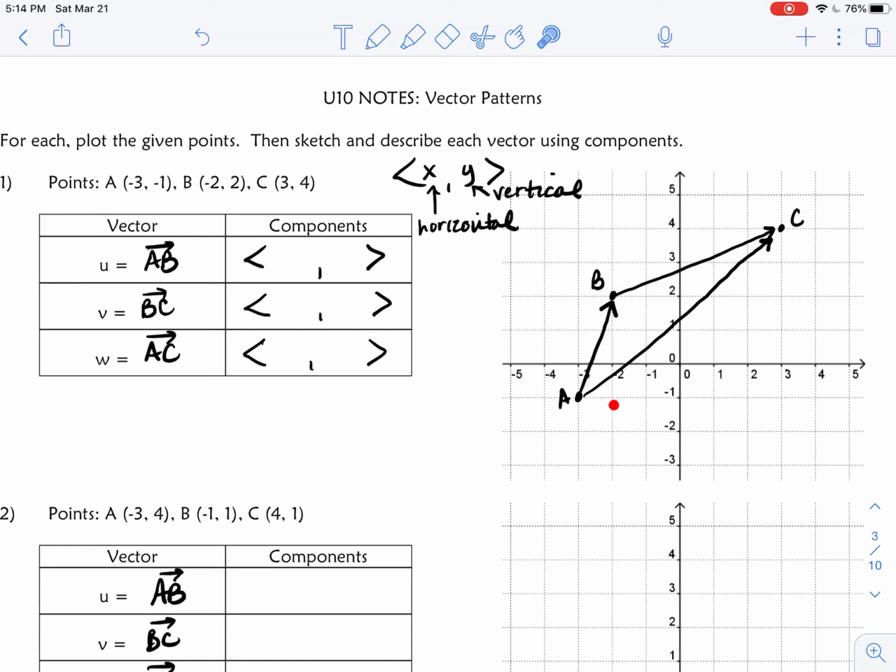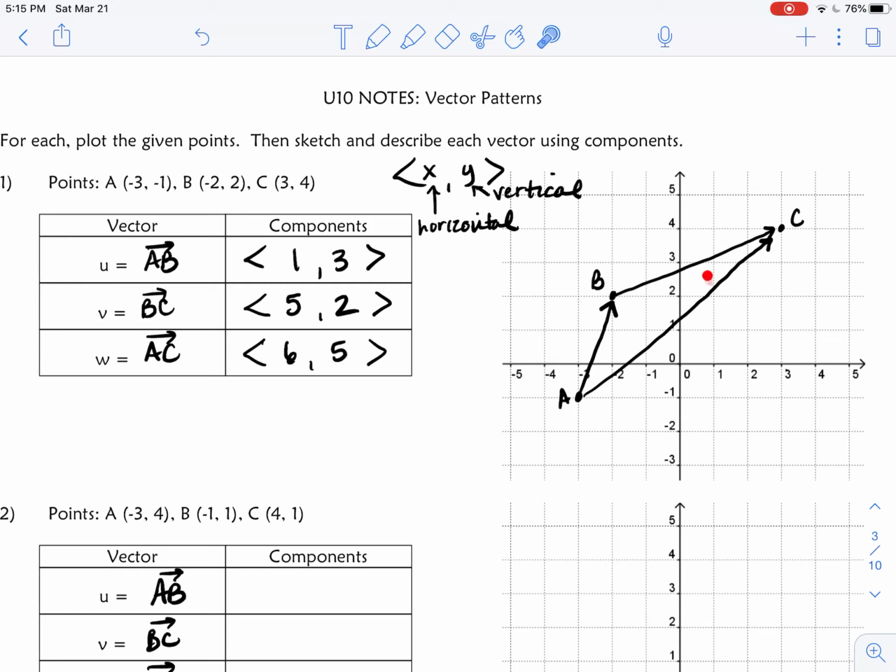The horizontal component would be 1 unit to the right, so we know that's a positive 1. And 3 units up, so we know that's a positive 3. So this guy is just going to be <1, 3>. Okay, for BC, again, start at the tail. We're moving 1, 2, 3, 4, 5 units to the right and 2 units up. And the last, AC, again, start at the tail to the tip. We're moving 1, 2, 3, 4, 5, 6 units to the right and 5 units up.